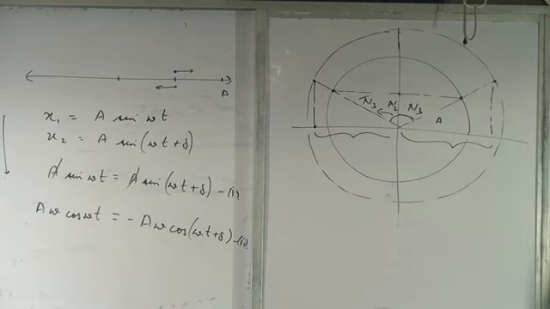The maximum distance between the particles is 20 centimeter. What is the phase difference? Sorry? Pi. How?